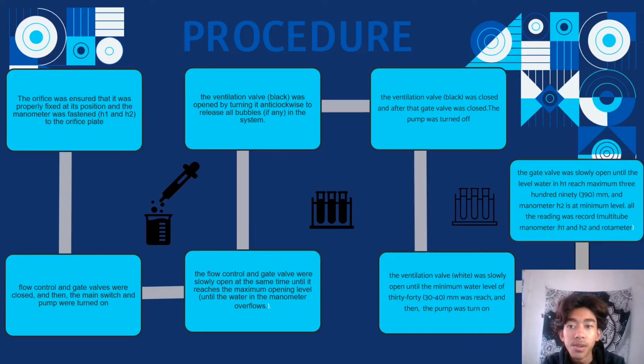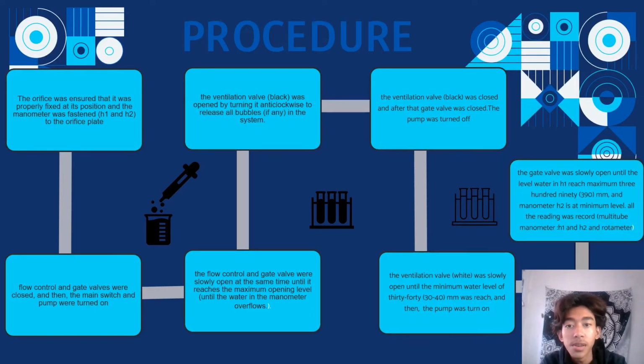For the first step, the orifice was ensured to be properly fixed at its position and the manometer H1 and H2 were fastened to the orifice plate. For the second step, the flow control and gate valve were closed, and then the main switch and the pump were turned on. The third step is the flow control and the gate valve were slowly opened at the same time until they reached the maximum opening level and the water in the manometer overflowed.